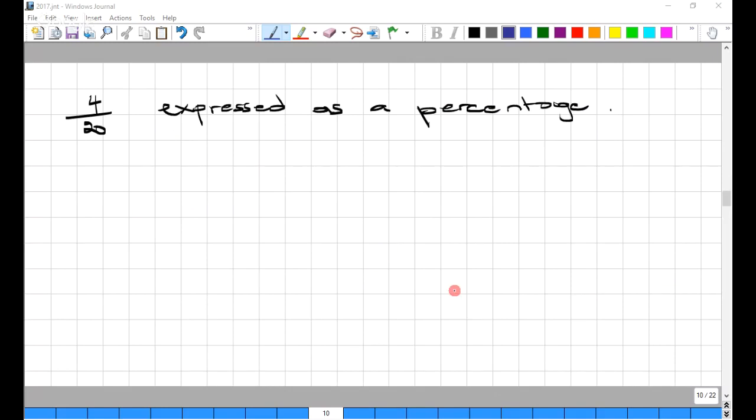Sir, you would put 4 over 20 multiplied by 100 over 1. 20 into 100 will go 5 times, and 20 into 20 goes 1 time. Okay. And now what do I say?